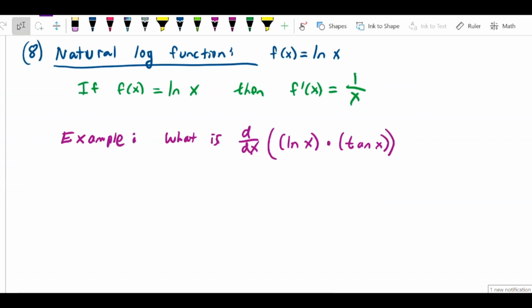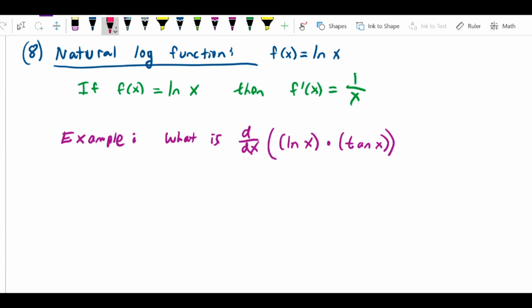The next rule is the derivative of the natural log function, that's the function ln x. That rule is: if f of x equals ln x, then f prime of x equals 1 over x. The way I thought I'd demonstrate that is in combination with the product rule and a trig function. Let's suppose we want to find the derivative of ln x times tan x. Recall that this symbol d over dx refers to a derivative, so this is commanding us to differentiate the function ln x times tan x, or find the derivative of ln x times tan x.